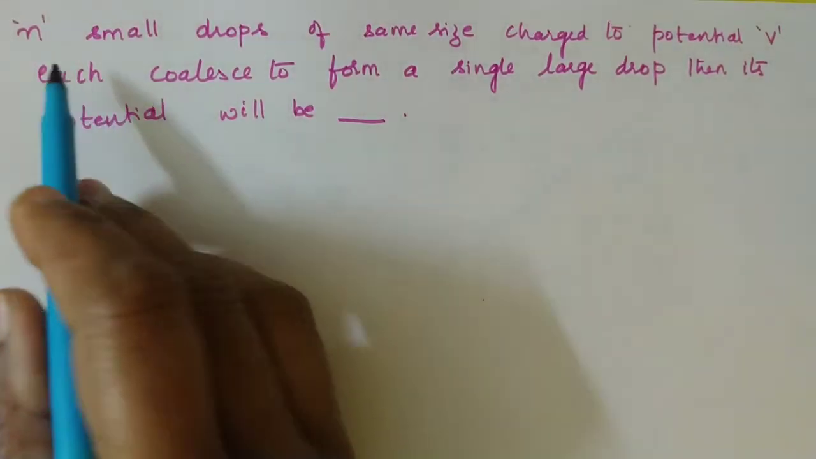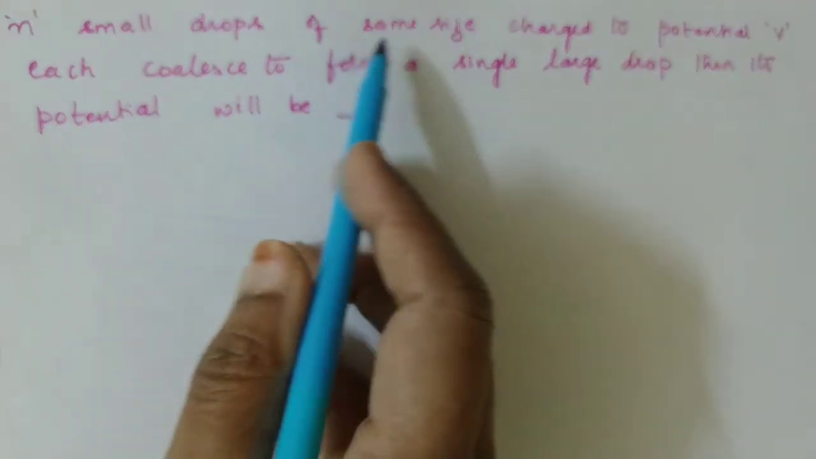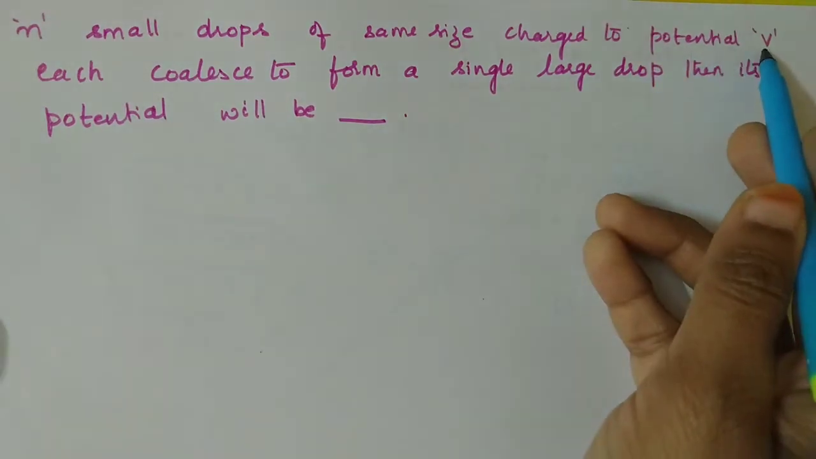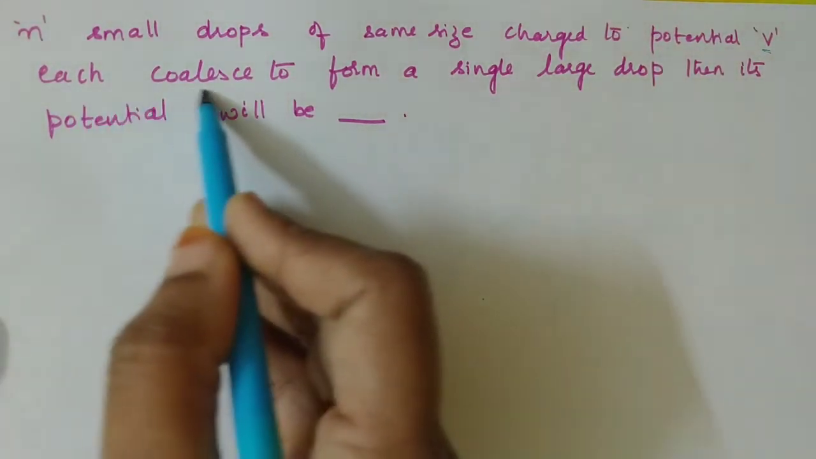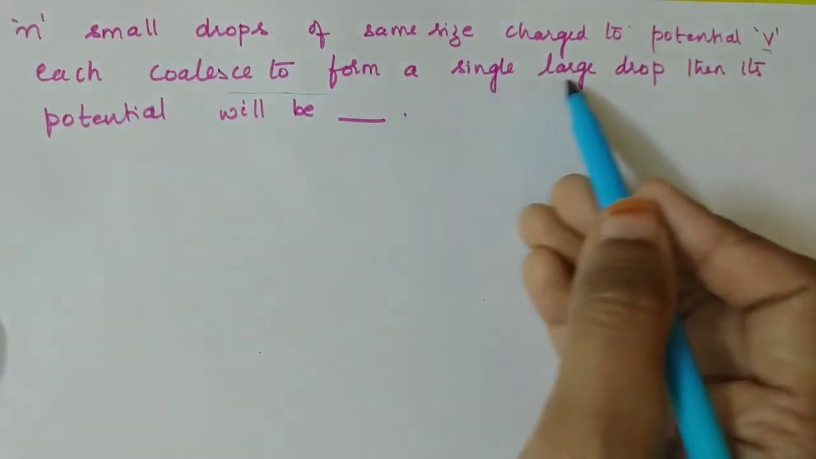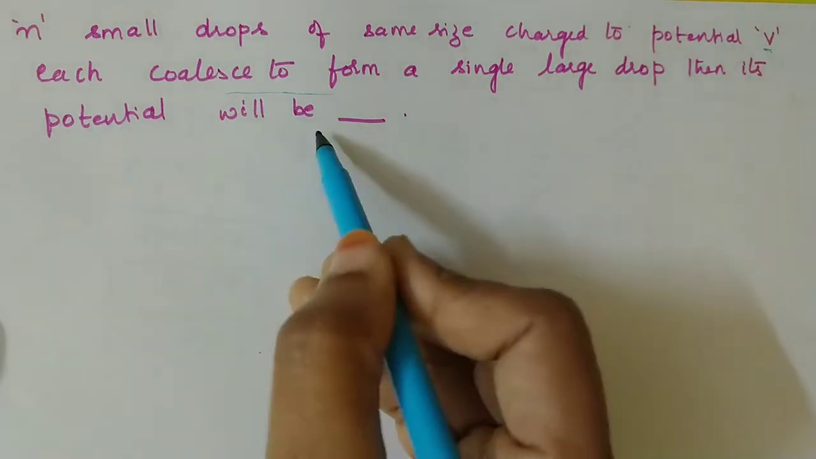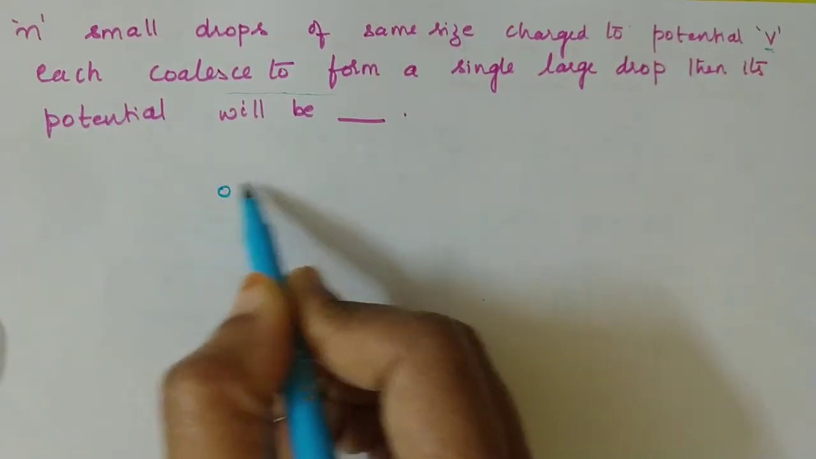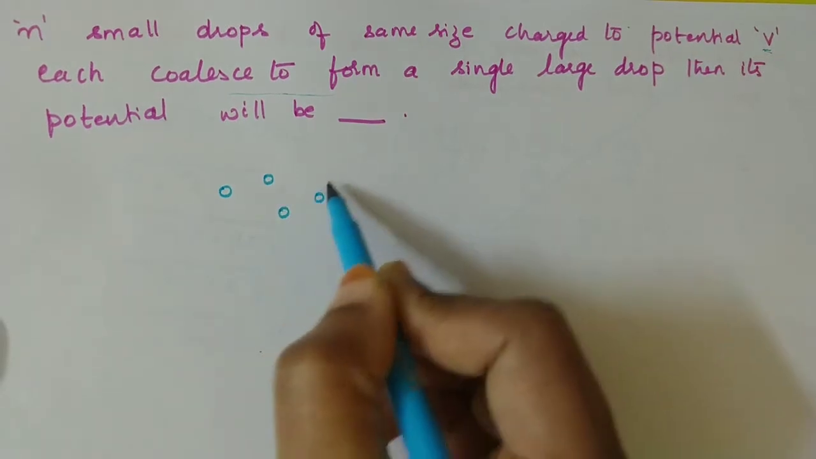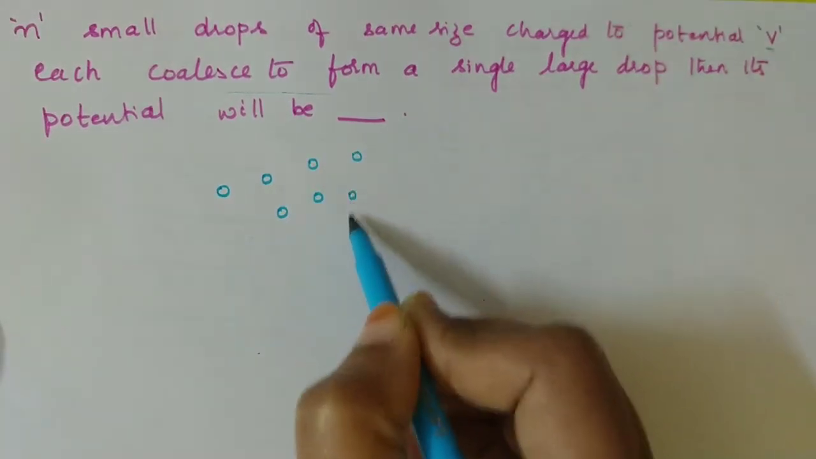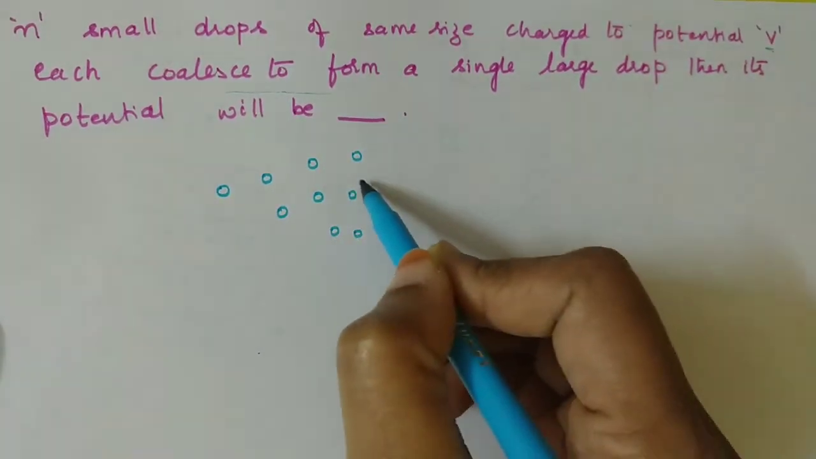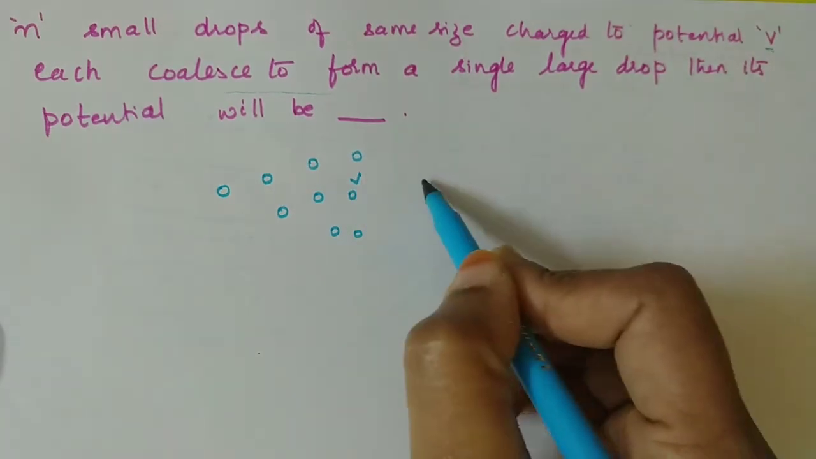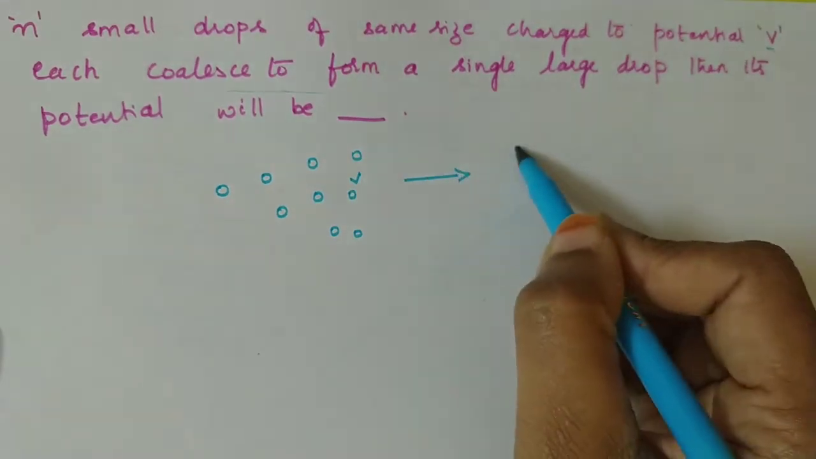So in this question, it is said that there are n small drops of same size charged to a potential V, and all of them coalesce to form a single drop. Then what will be the potential? So assume that all of them are conducting droplets. Each one is having a potential V. Now you are combining them to form a bigger drop.